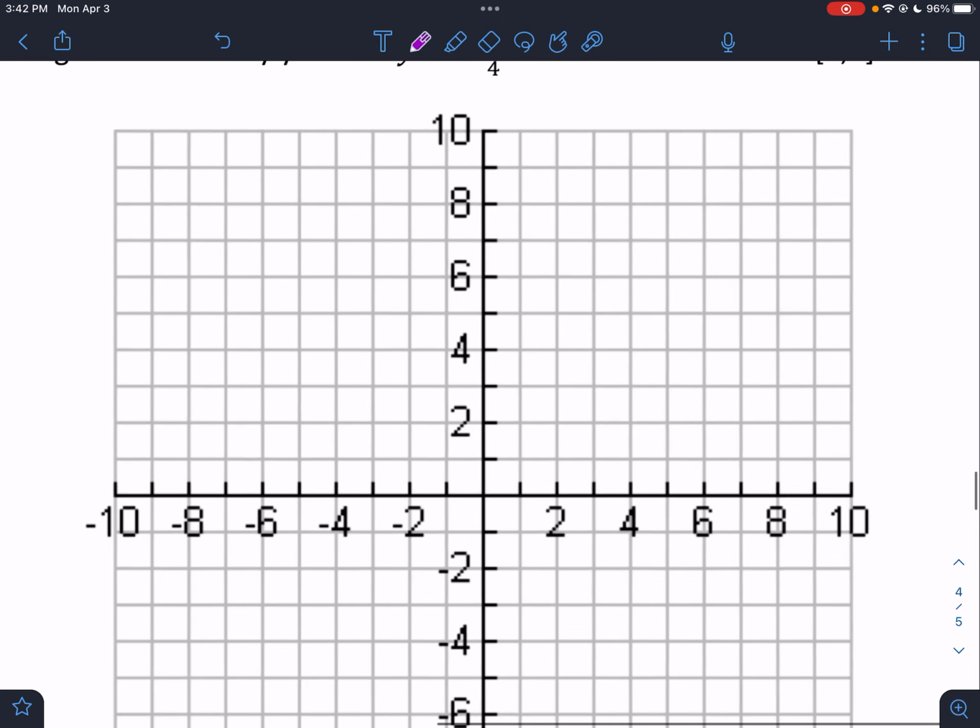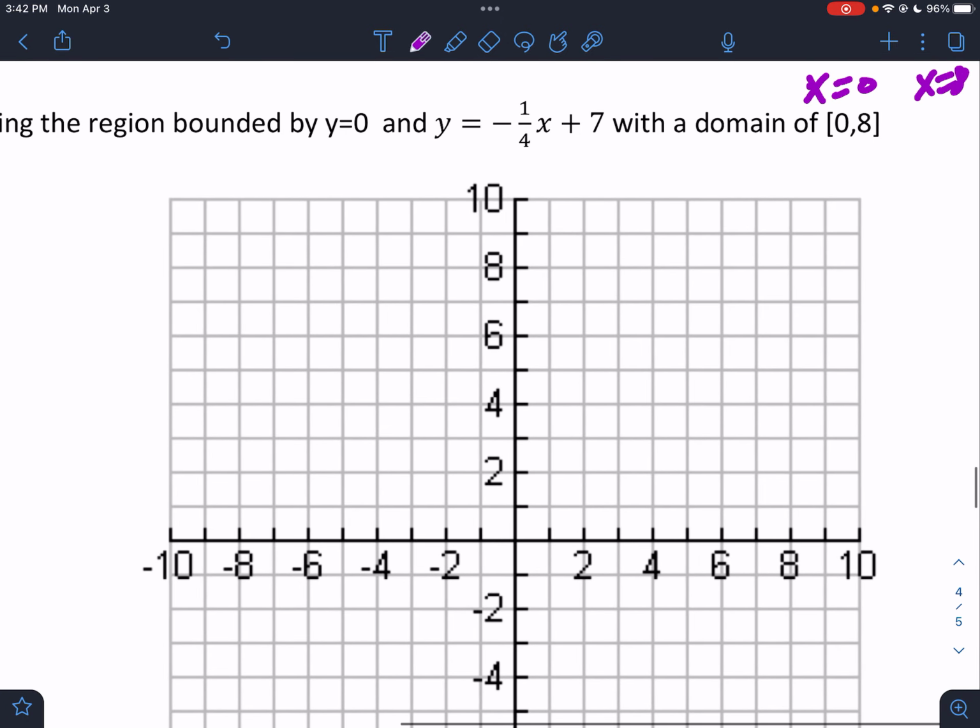All right, so let's start with y equals 0. It's from 0 to 8, so I'm going to stop at 8. And it's negative 1/4 x plus 7. So down, well, we already did this. This is the same one that we had just a couple of questions ago.